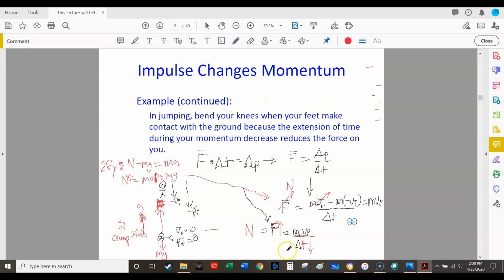But if you land stiff-legged, well, that change in momentum is going to happen over a very short period of time, which is going to increase the amount of force being applied to you because the acceleration is increasing, right? If you go from a large velocity vector to a zero velocity vector, well, that change in velocity occurs over a period of time, and that is the acceleration, right?